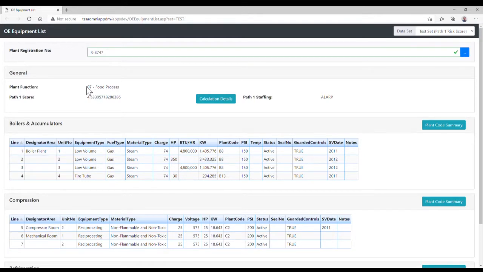So the first thing I'm going to highlight is that this is a food process plant, and that it has a path 1 score or plant rating of 4.5. If you refer to equation 2 on page 3 of the document, you'll see that is that plant rating. And if you refer to table 1 of the same page, you'll see that implies that this should be a 4th class plant if it's under path 1.